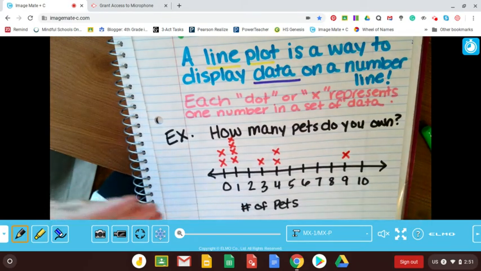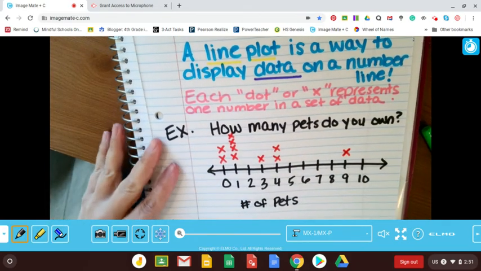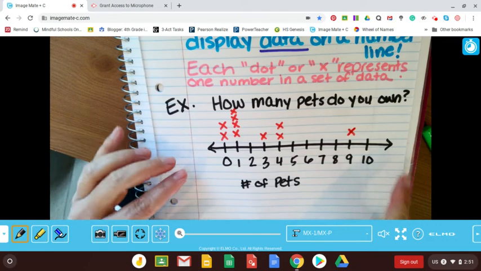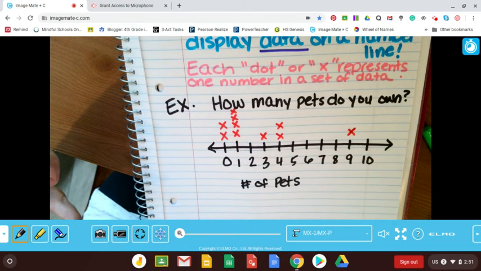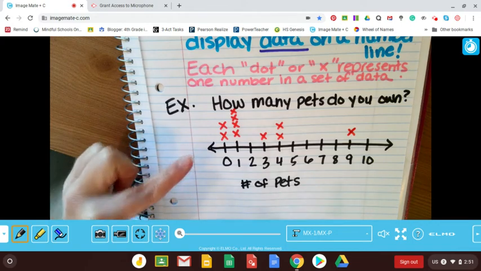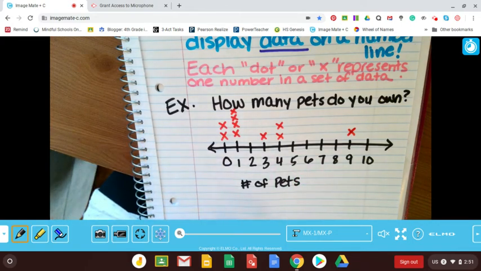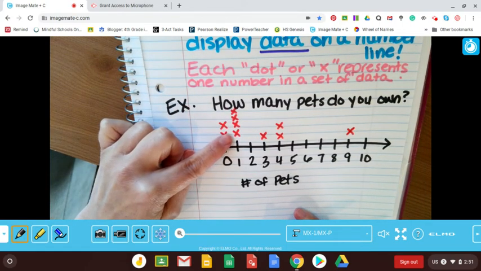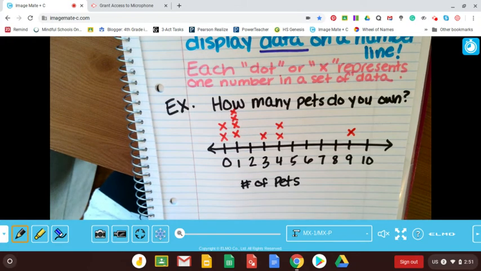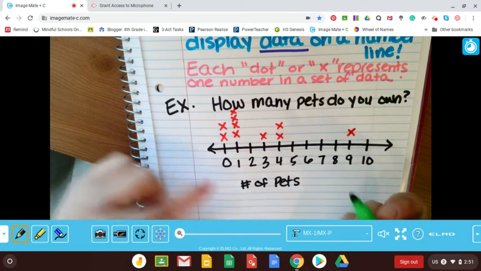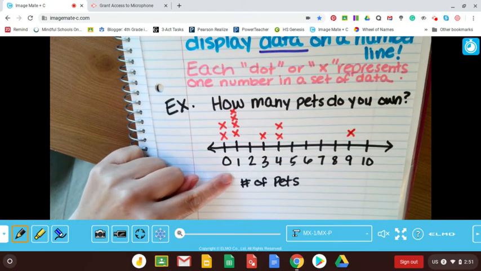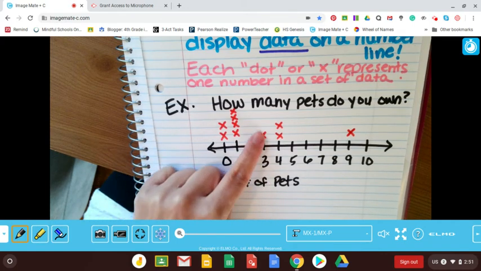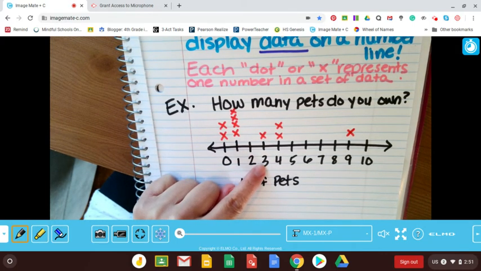And now I'm just using my line plot to organize my data. The cool thing about a line plot is that it gives you immediate information. So I can look at this line plot and know a few things right off the bat. One thing I noticed right away is that the most common number of pets that people have is 1, right? I know I have 1. I have my dog Stella. So that's the most common. The least common, besides having no pets at all, was 3 pets.